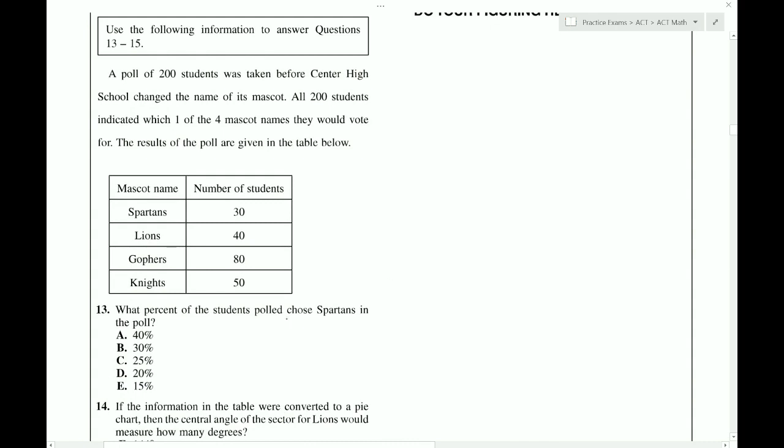Okay, what percent of the students polled chose Spartans in the poll? Well, 30 students out of, looks like 200 total. So what percent is that? Well, to convert it to a percent, remember percent means out of 100. So we can make this little proportion here. So divide by 2, you get 15%.